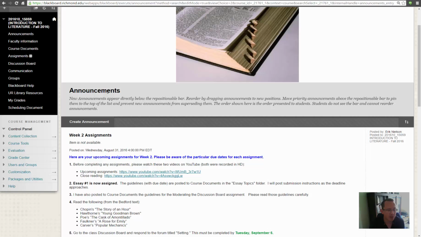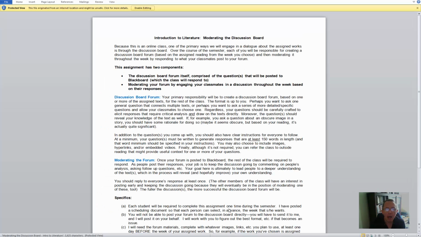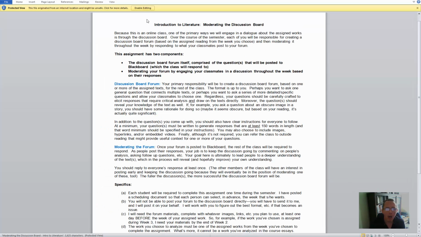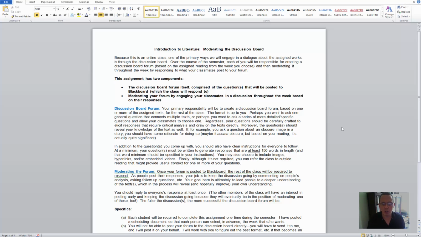I have posted the guidelines for that to your course documents, okay? And that is right here, moderating the discussion board. I'm not going to go over this entire thing right now. I think that this should be pretty straightforward. It's not a particularly difficult assignment, but essentially what it asks you to do is create a discussion board forum, as I have been and as I will continue to, asking questions about a particular work. The class is going to respond, and then I want you to be engaging those class members in your own discussion. So if you ask a series of questions or a single question and people respond, I want you to engage those individuals in a discussion.